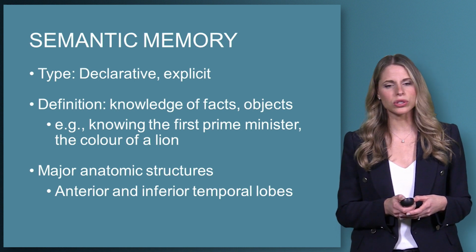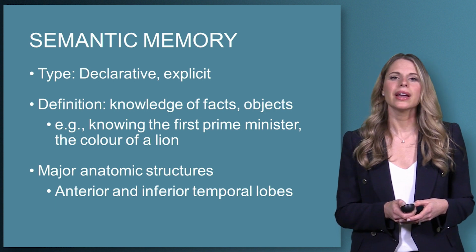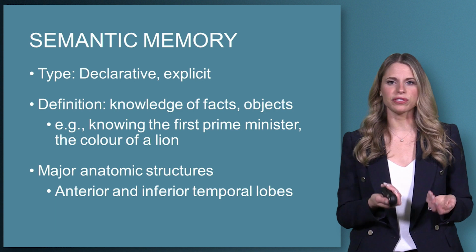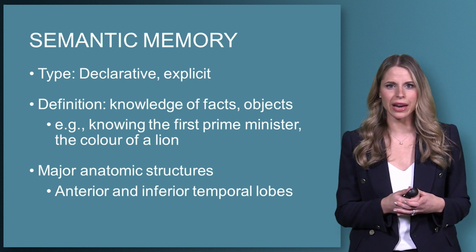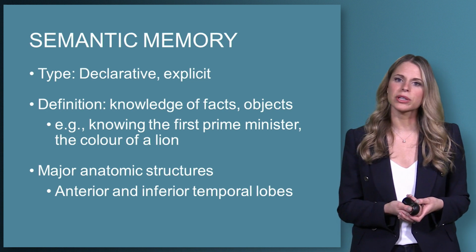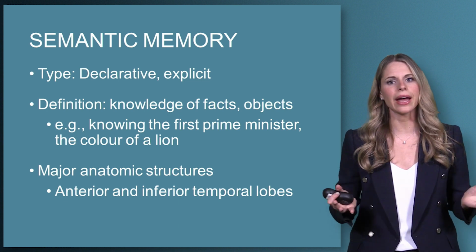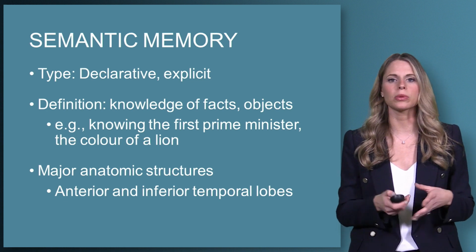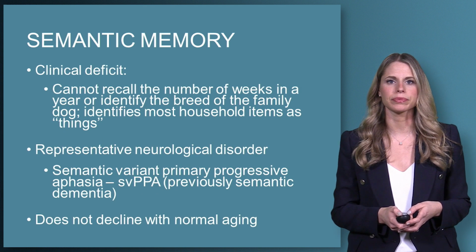Semantic memory is also another type of declarative or explicit memory. It is defined as the knowledge of facts or objects, so things like knowing the first Prime Minister of Canada, knowing the color of a lion. And the major anatomic structures are really within the temporal lobes as well, but more anteriorly and inferiorly within the temporal lobes, as opposed to the medial temporal lobes where episodic memory sits.